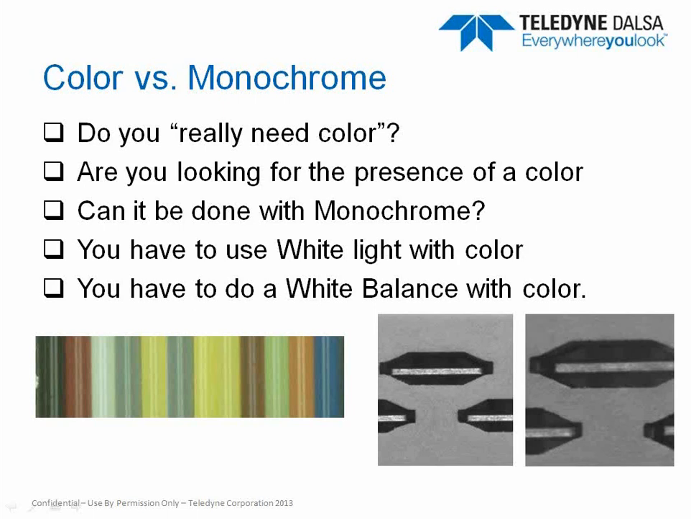The images on the right are 2 objects that are different color. One's a blue and one's a green, and there's enough contrast to determine if one's blue, one's green. So you could do it with monochrome. When you have color, it gets a little more complicated as far as the lighting too. Now you have to use white lights. You have to do white balance so the colors are correct.